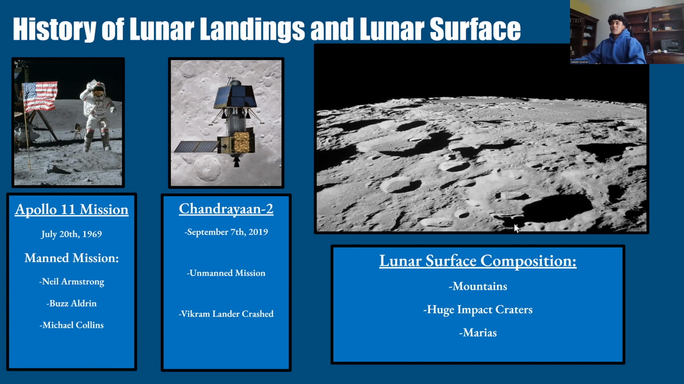Well, the moon is a very hazardous environment. Its surface is littered with large moon rocks and boulders. The lunar surface composition is made up of large mountains, huge impact craters, and maria, which are large basins containing water flow. These compositions make lunar landing a daunting task for humans, even in today's age.